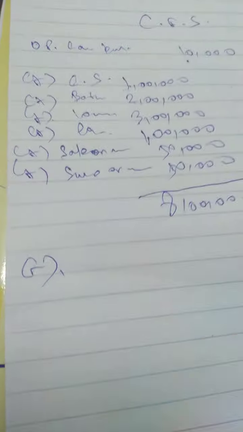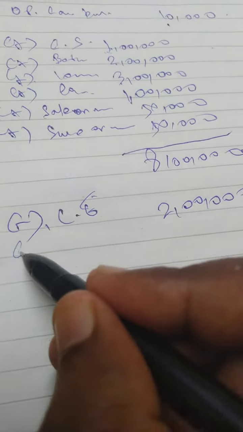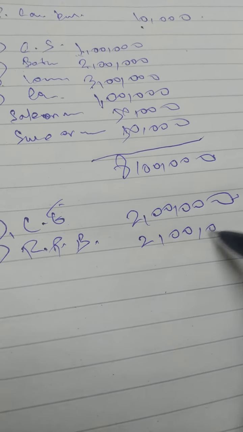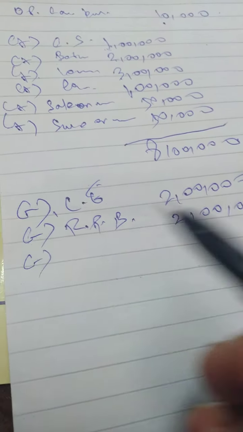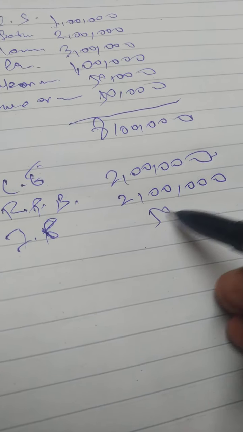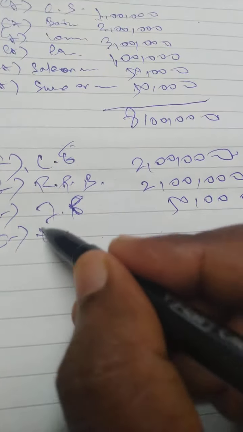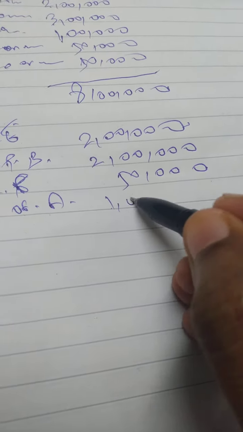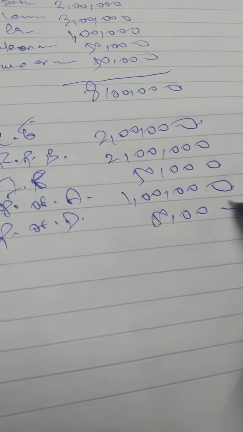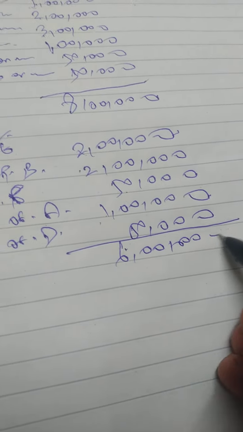What about outflow? Cash expenses 2 lakh. Repayment of borrowings, repayment to my lenders, 2 lakhs. Interest payment to my lenders 50,000. Purchase of assets, I am buying new assets for 1 lakh. Payment of dividend, I am paying dividend 50,000. What is the total? 2 plus 2 is 4, 4.5, 5.5, 6 lakhs is outflow during the year.